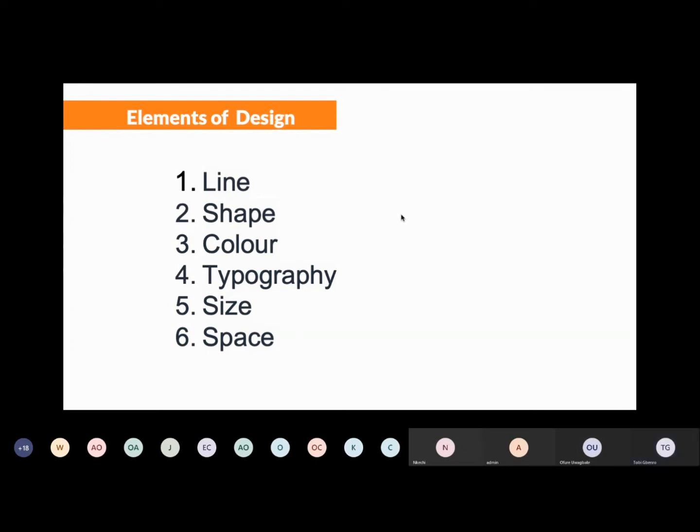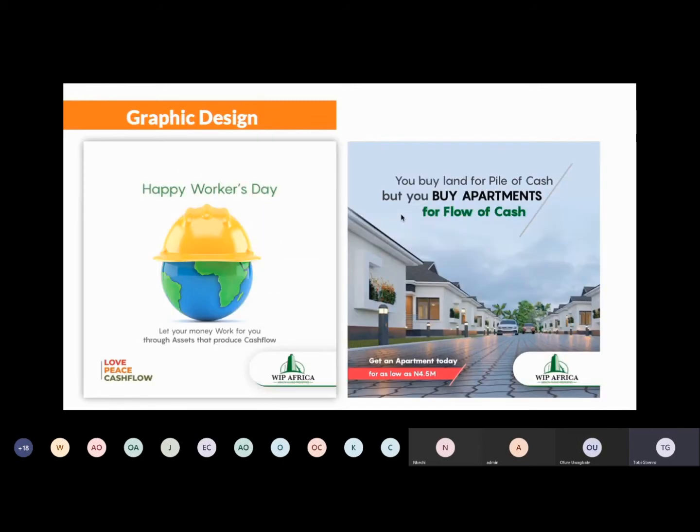Now, I'm going to go back to the design so that I can explain which of these elements are inside the design for us. Number 1 says line. Can we see the screen now? Can you see that line that is beside you buy land for a pile of cash? Can we see the gray thin line? Hello, everybody. Can we see that line? Yes. Now, that's an example of a line.